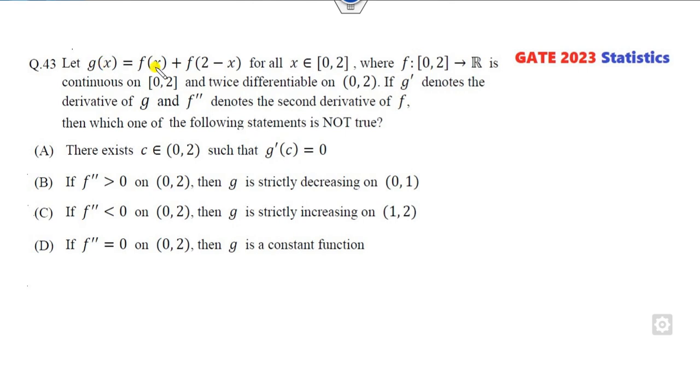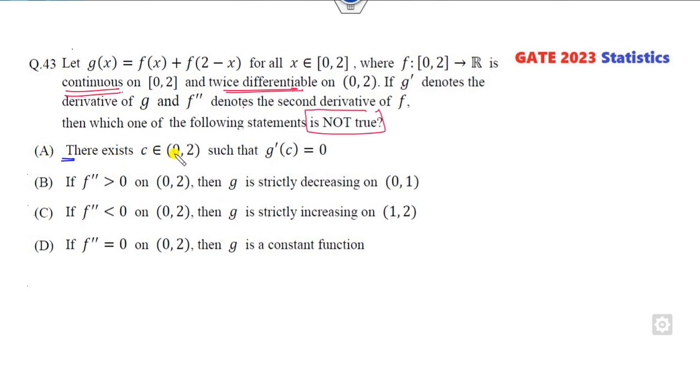If g is given to be here, f is a continuous and twice differentiable function, and g' is the derivative, which of the following is not true? Only one correct option is there. Again, a very simple one, nothing is to be solved. You just read the options and get the correct answer. Look at the first option.